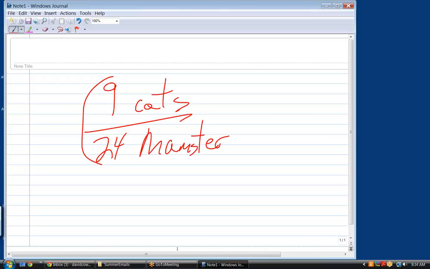Well, what is that ratio if we simplify it? What's 9 over 24? Let's simplify that. What can I divide the top by that I can also divide the bottom by? 1? No. How about 9? No, 9 doesn't go into 24. But 3 goes into 9, and 3 goes into 24 in that amount.